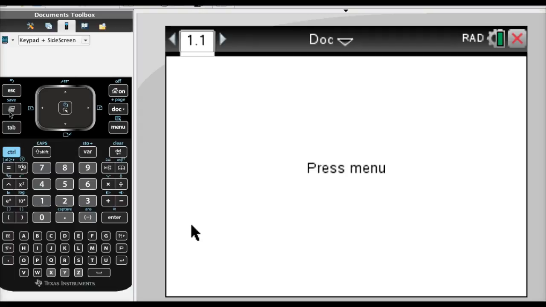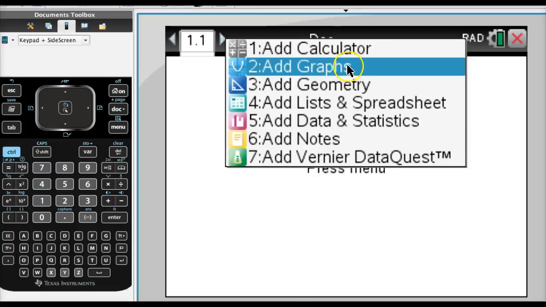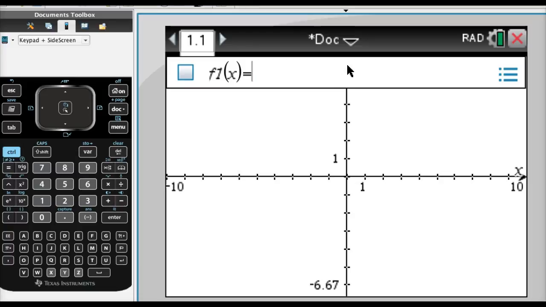What is my calculator doing? No problem. And it saves your work up to a point. So what you do is you go Control Docs, and that will give you this menu here. Then it will pop up with this. And then if you want to add graphs, we can add graphs.